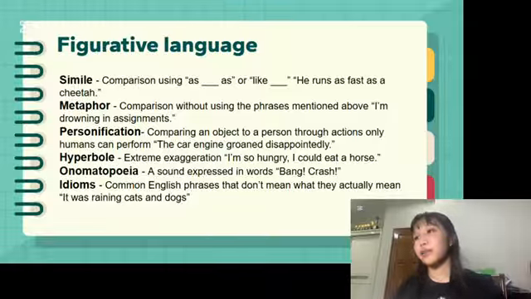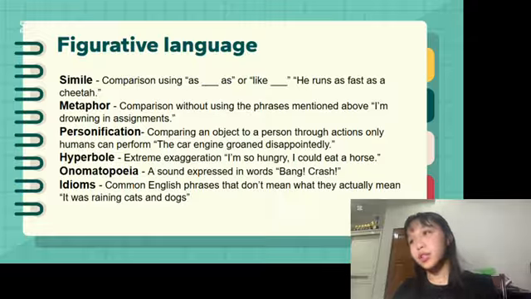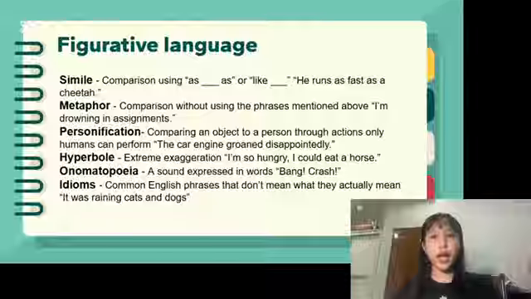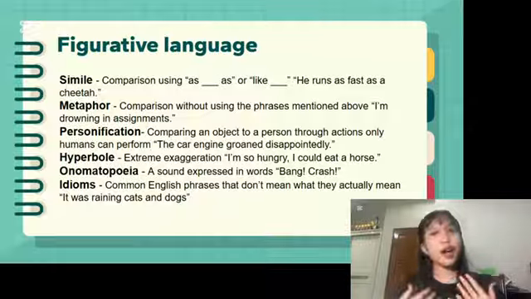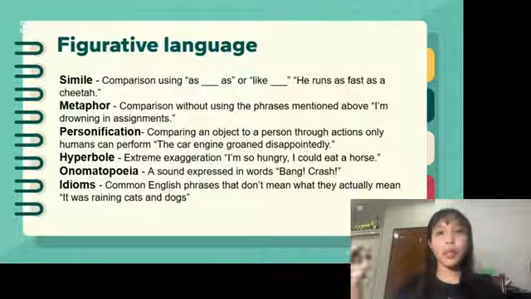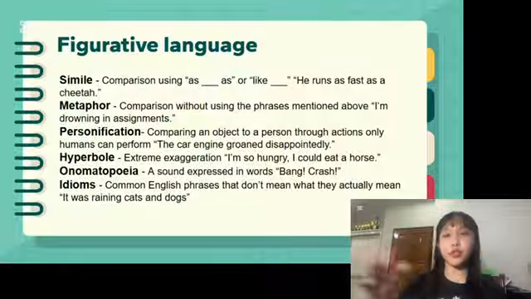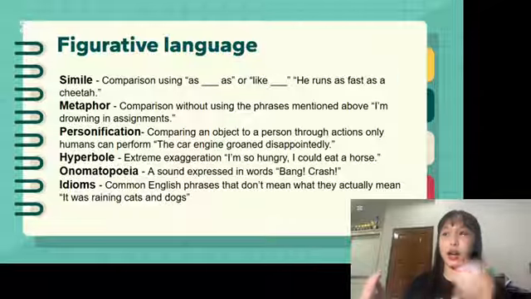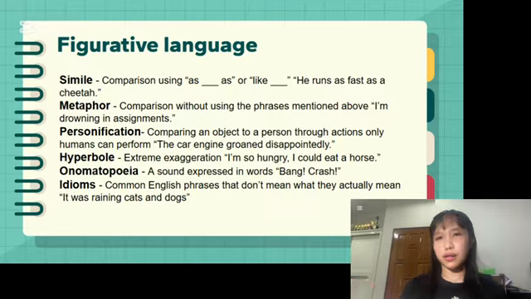We also have metaphor, personification, hyperbole. It's basically extreme exaggeration. Like here, I'm so hungry I could eat a horse. You're not actually going to eat a horse, but it's just emphasizing that you're really hungry. Obviously, there are more figurative languages here. There's so much more figurative language than I've provided, but these are just some basic literary terms that you should know.